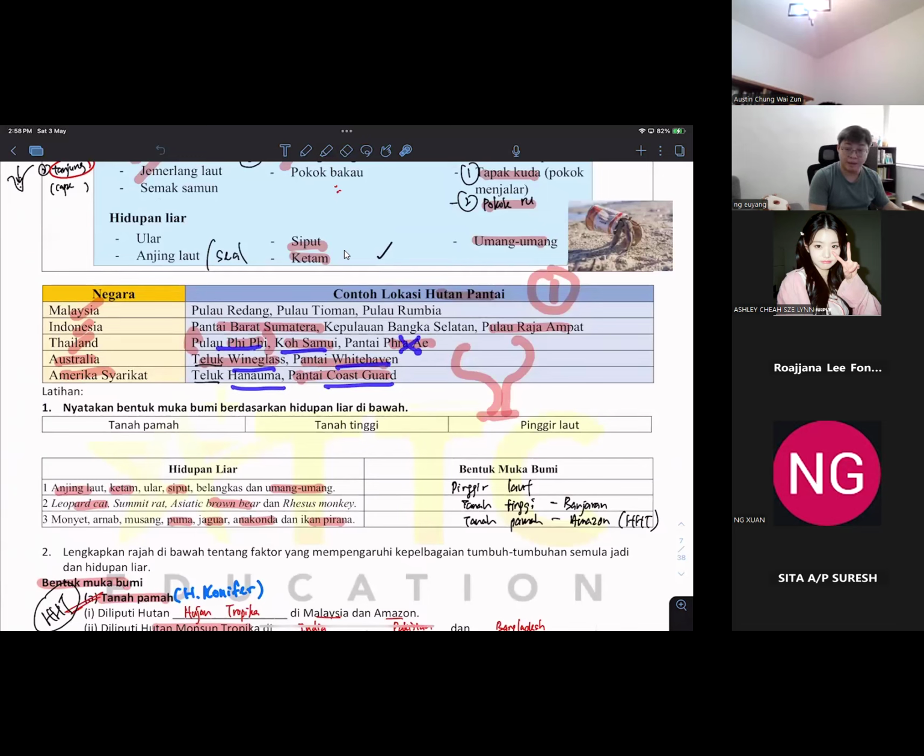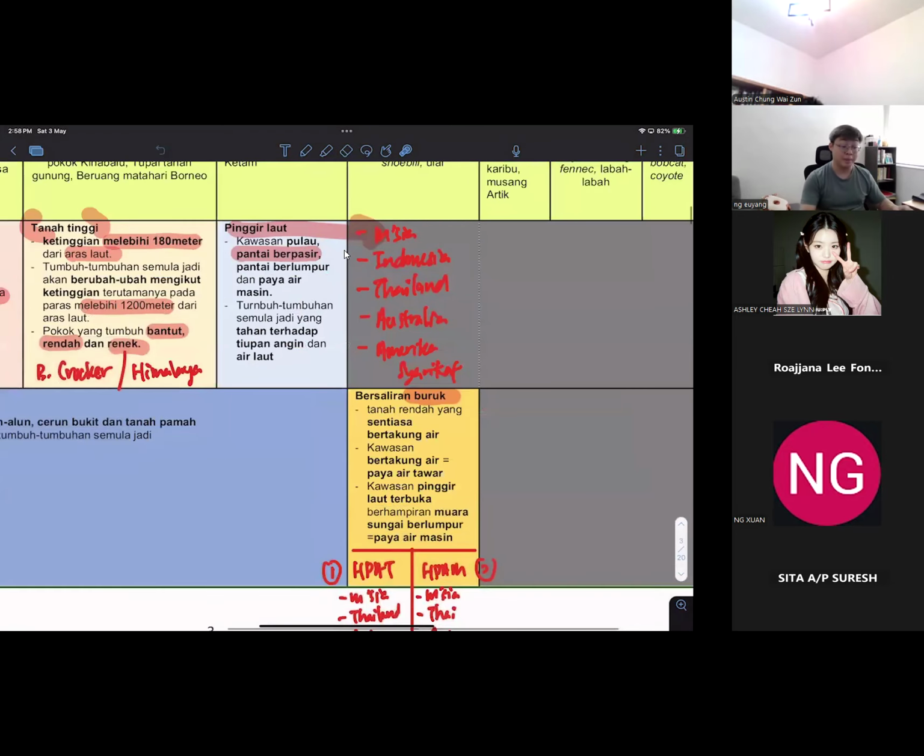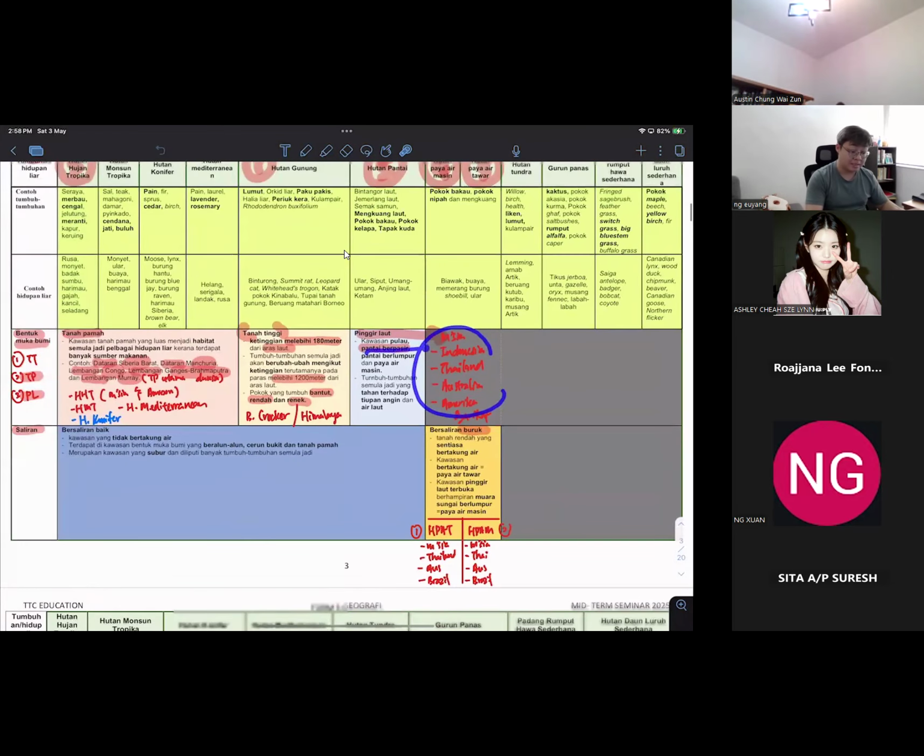So usually I cannot memorize prior, as I mentioned many times before, right? So Indonesia, Pulau Raja Ampat. And then this Pantai Barat, Sumatra. So Pulau Roda, Pulau Timah, Pulau Rumpia, Pulau Perhentian, Pulau Langkawi, Pulau Ketam, for the crab one. Yeah, this is all the contoh in Malaysia. So hutan pantai is easy to memorize. We can skip the Malaysia, focus on the other four countries.